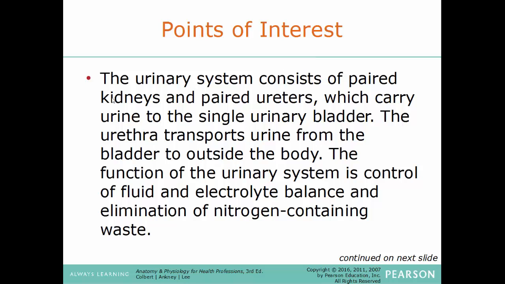The urinary system consists of paired kidneys and paired ureters, which carry urine to the single urinary bladder. The urethra will transport urine from the bladder to the outside of the body. The function of the urinary system is to control the fluid and electrolyte balance and the elimination of nitrogen-containing waste.